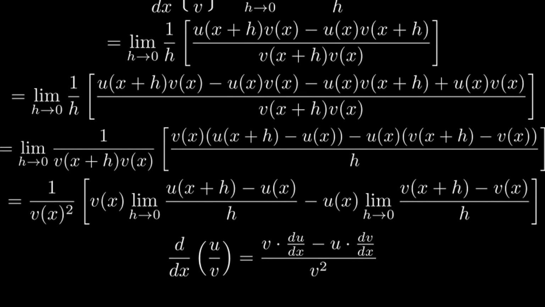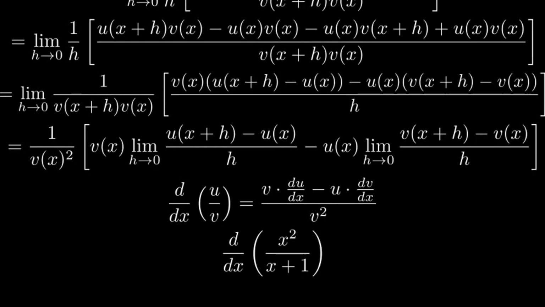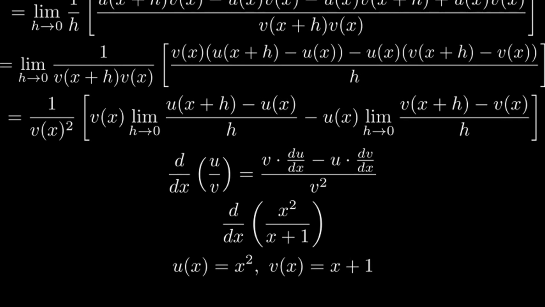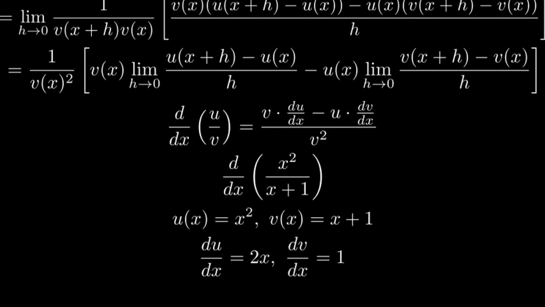The derivative of u over v equals v times the derivative of u minus u times the derivative of v, all divided by v squared. Let's see a quick example of how this works. Suppose we want to differentiate x squared over x plus 1. Here, u of x is x squared, and v of x is x plus 1. The derivative of x squared is 2x, and the derivative of x plus 1 is 1.